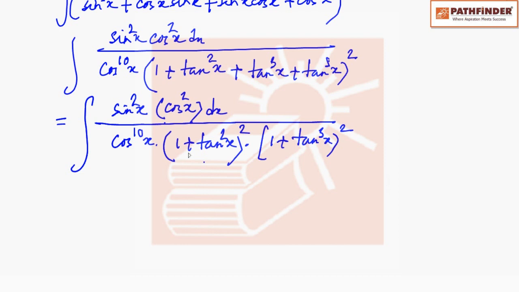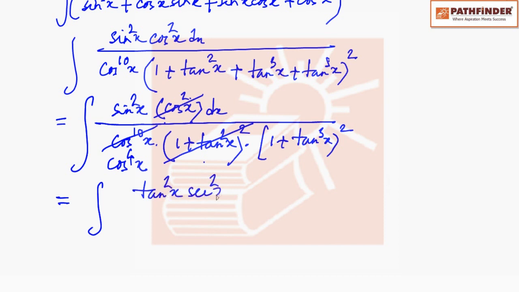Now (1 plus tan square x) whole square means it will be sec to the power 4x, and here is also one cos square x. So this cos square x and sec to the power 4x will cancel out. Cos to the power 10x becomes cos to the power 4x. Now we can transfer it into the numerator. It will be tan square x sec square x dx by (1 plus tan cube x) whole square.